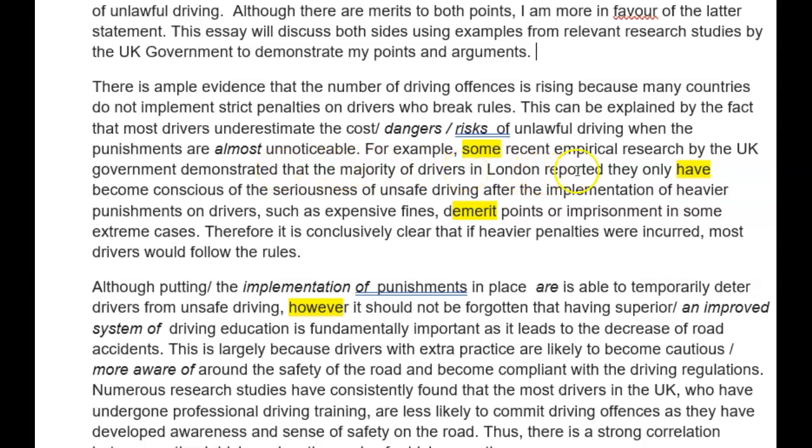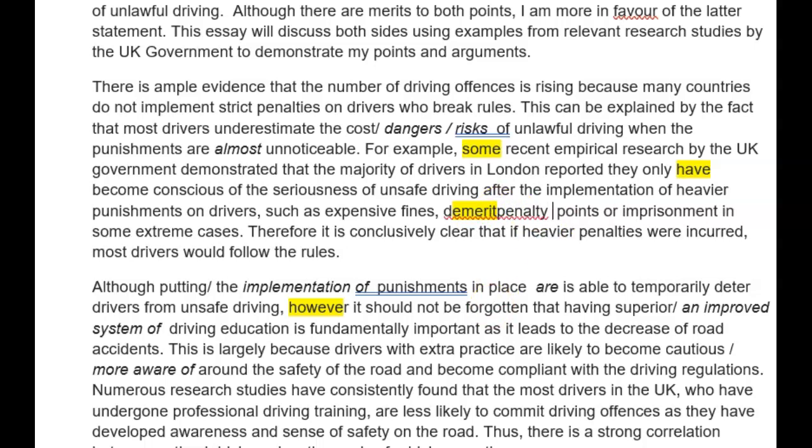So the majority of drivers in London reported that they had only become. So "they had only" has to go in the middle. They had only become conscious of the seriousness of unsafe driving after the implementation of heavier punishments on drivers, such as expensive fines, demerit... We don't have this word. It may exist, but we don't use it. We just say penalty points. Or imprisonment in some extreme cases.